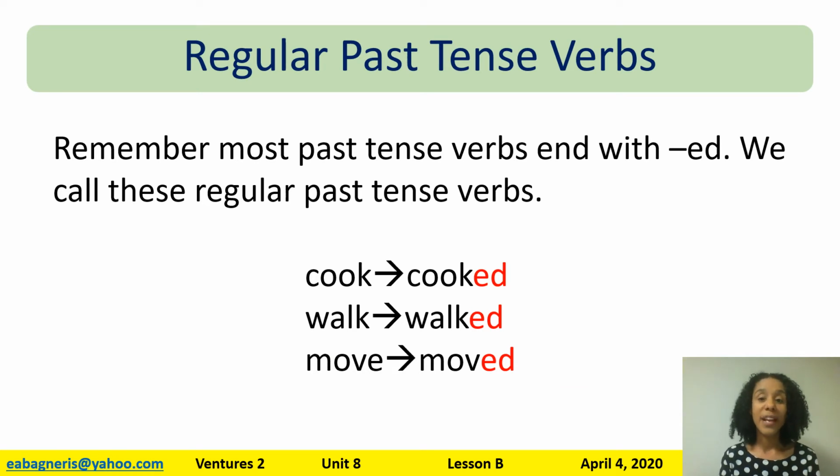So let's talk about regular past tense verbs. Remember, most past tense verbs end with ed. We call these regular past tense verbs. Let's look at some examples. Cook. Cook in the past tense becomes cooked. Walk. Walk in the past tense becomes walked. Move. Move in the past tense becomes moved. All of these verbs become past tense verbs just by adding ed.